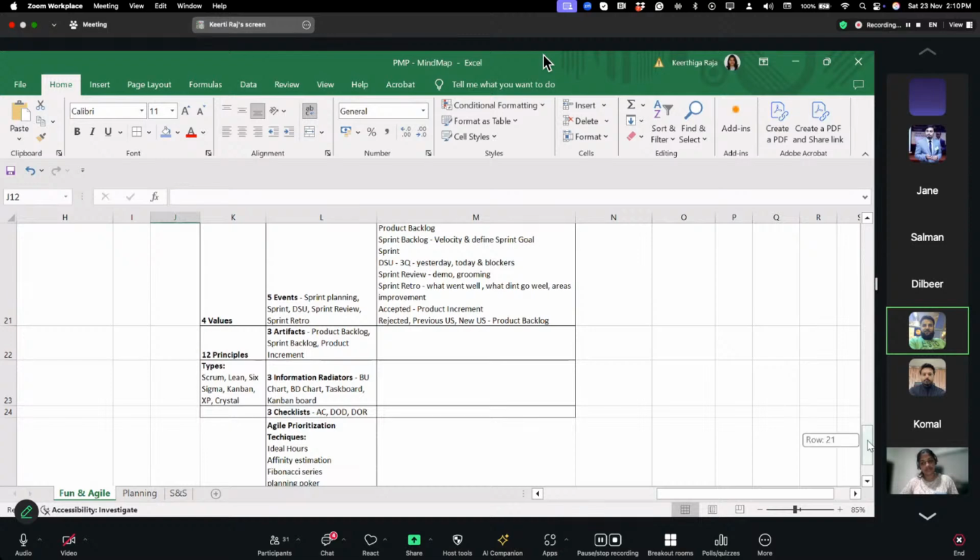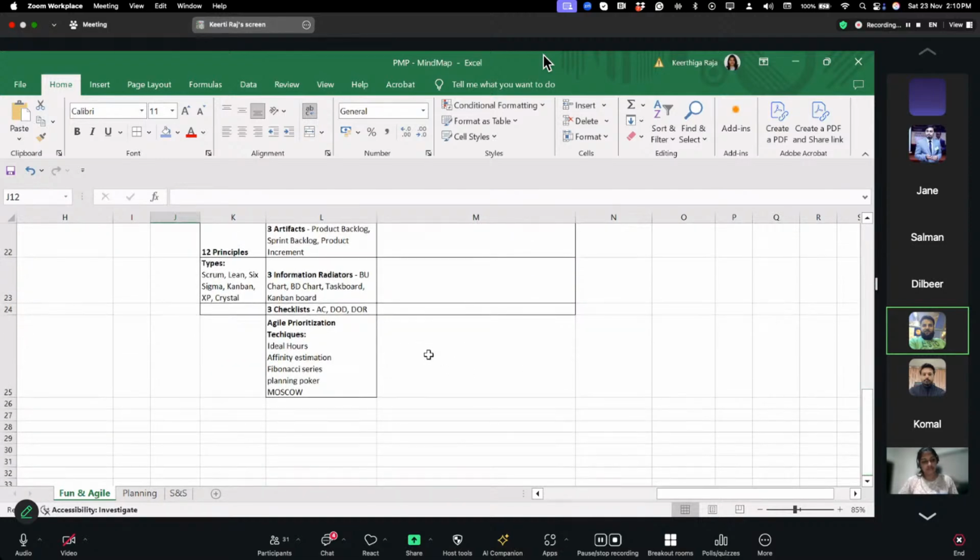Then you have 3 checklists: acceptance criteria, definition of done, and definition of ready. The order is basically reversed: definition of ready, definition of done, and acceptance criteria. Definition of done is when we call the product completed, and acceptance criteria is set by the customer or the product owner, who verifies whether this product has achieved those attributes to be called a done product.